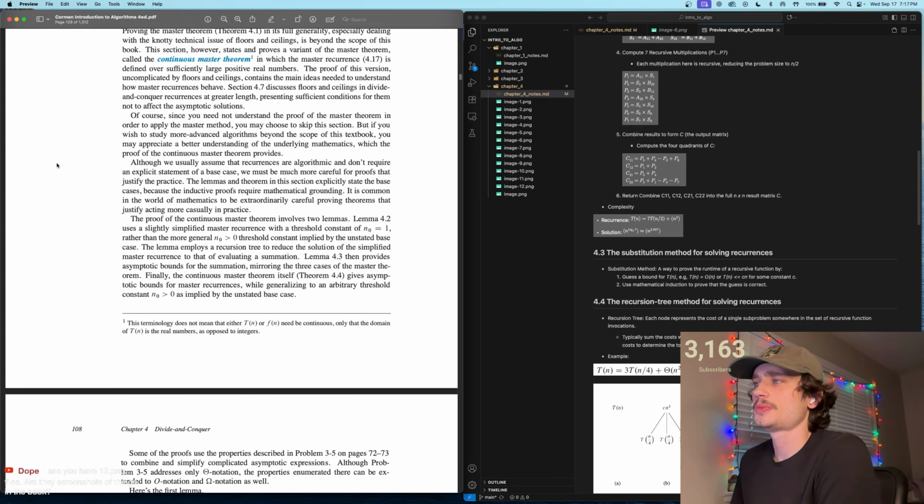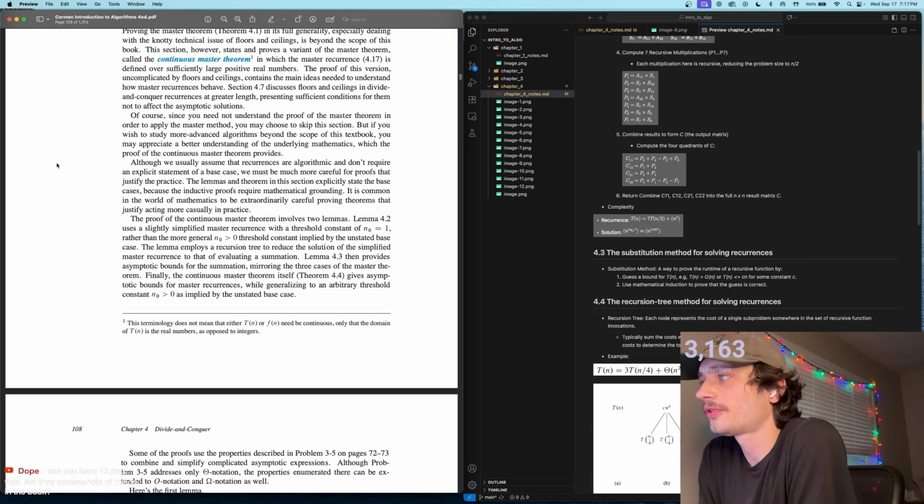Although we usually assume that recurrences are algorithmic and don't require an explicit statement of a base case, we must be much more careful for proofs that justify the practice. The lemmas and theorem in this section explicitly state the base cases because the inductive proofs require mathematical grounding. It is common in the world of mathematics to be extraordinarily careful proving theorems that justify acting more casual in practice. The proof of the continuous master theorem involves two lemmas.